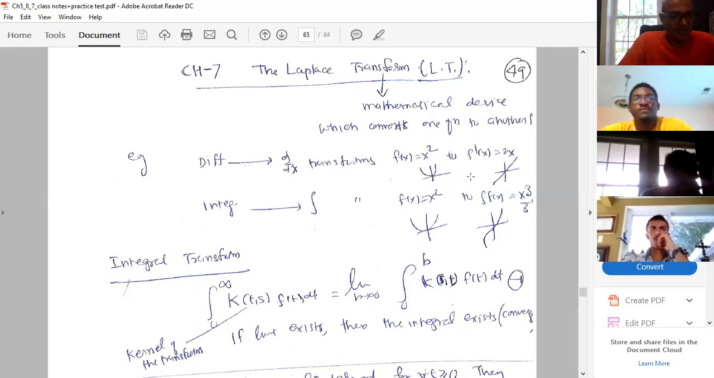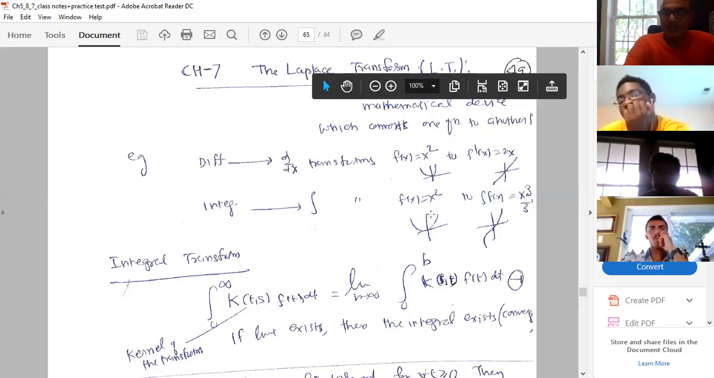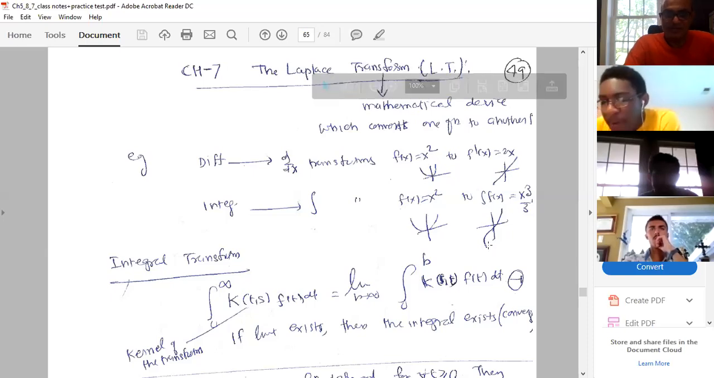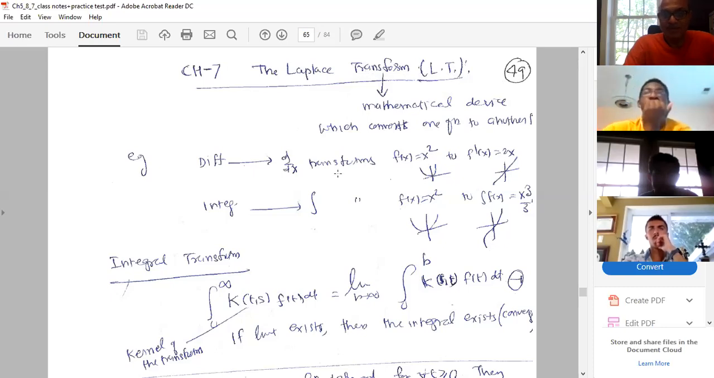That is the differential transform. Same with the integral transform. If you apply the integral transform to a parabola, you get x cubed by 3. So differentiation and integration are just transforms which convert one function to another. The parabola is converted to a linear line in one case, and to a cubic curve in the other. This way we have another transformation called the integral transformation.